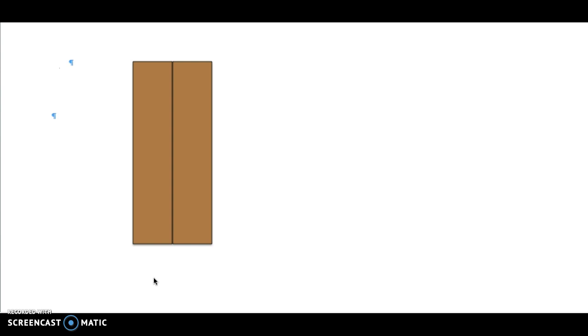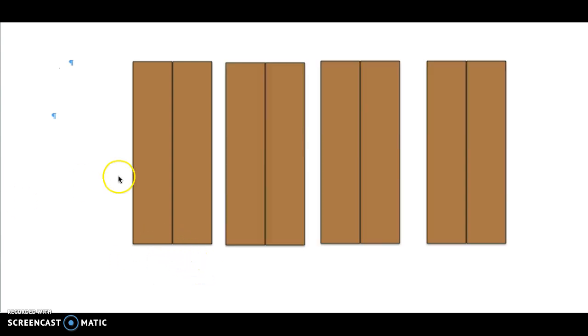To find the total number of halves when 4 blocks of chocolate are cut, all you have to do is count by 2s, or you can multiply. So for example, we'd have 2, 4, 6, 8. So we know there are 8 halves in 4 blocks of chocolate. Or we can go like this.